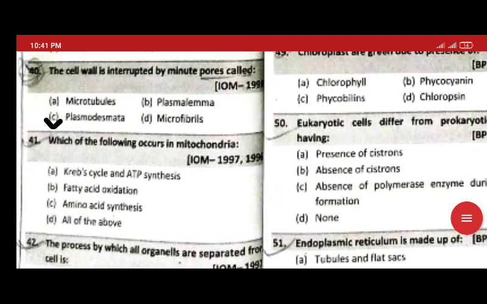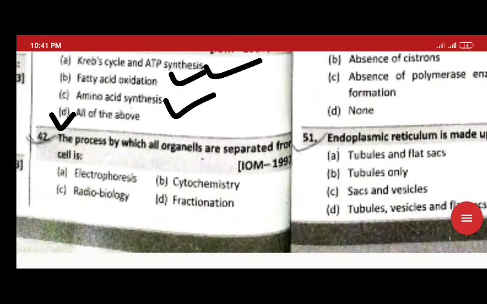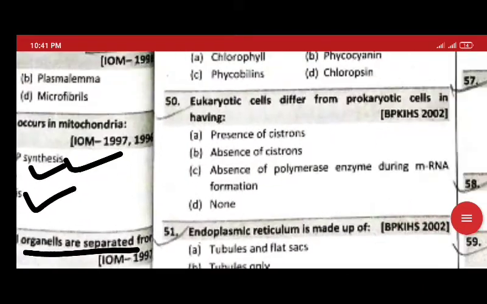Which of the following occurs in mitochondria? In mitochondria, ATP synthesis occurs, and also amino acid synthesis and fatty acid oxidation. Now, the process by which organelles are separated from the cell. The living components are separated by fractionation. 42 is also done.